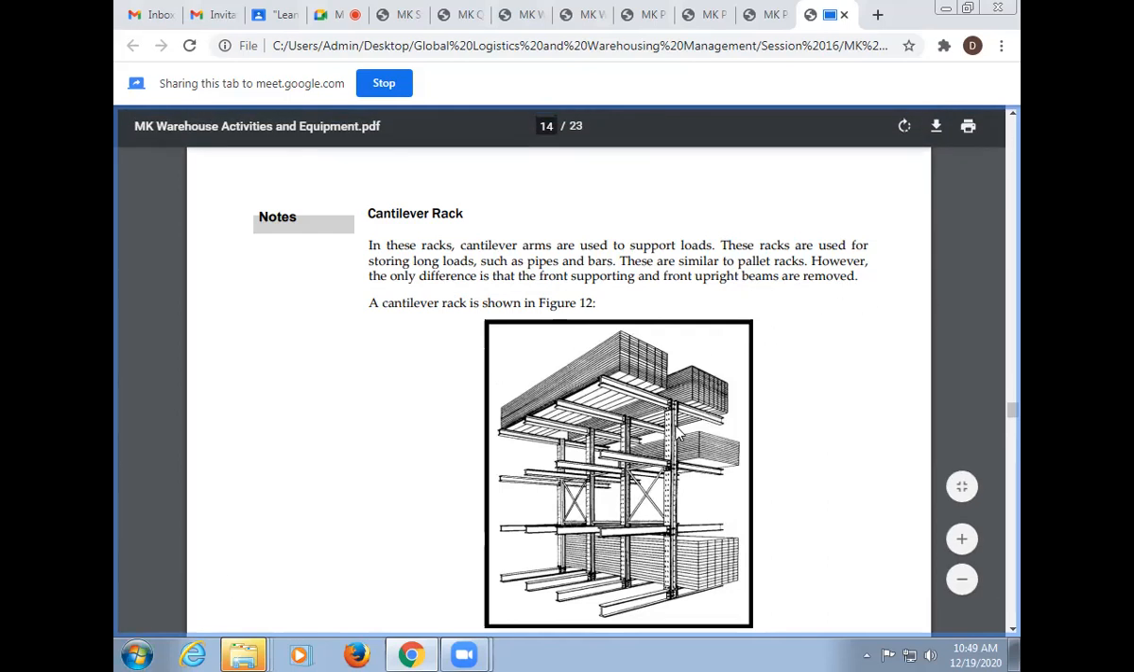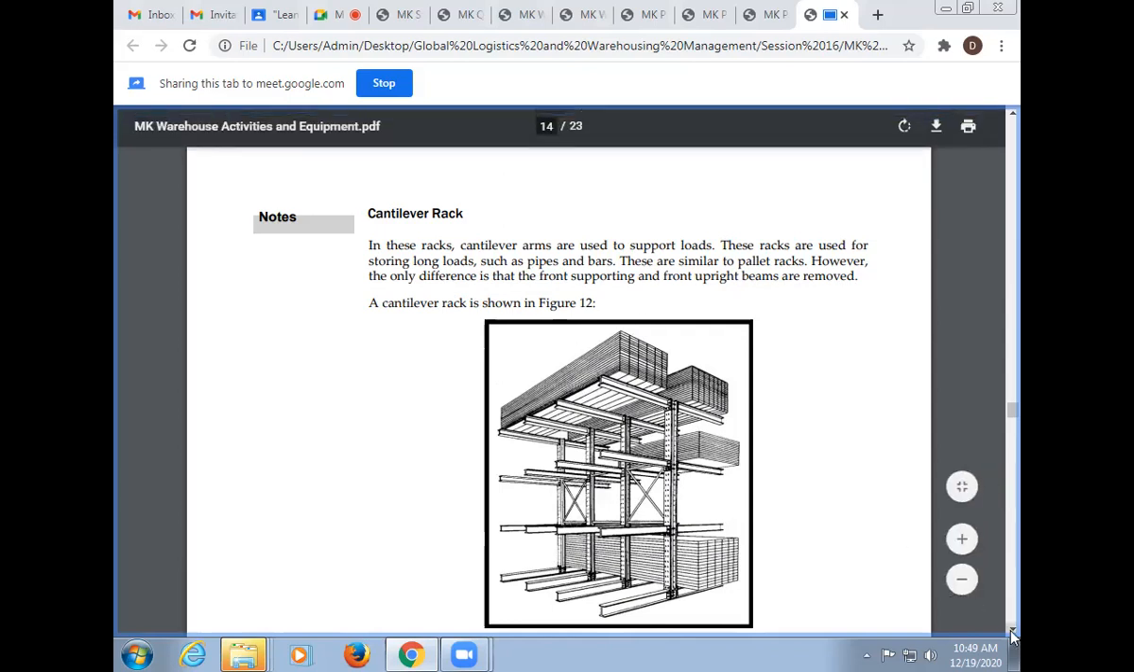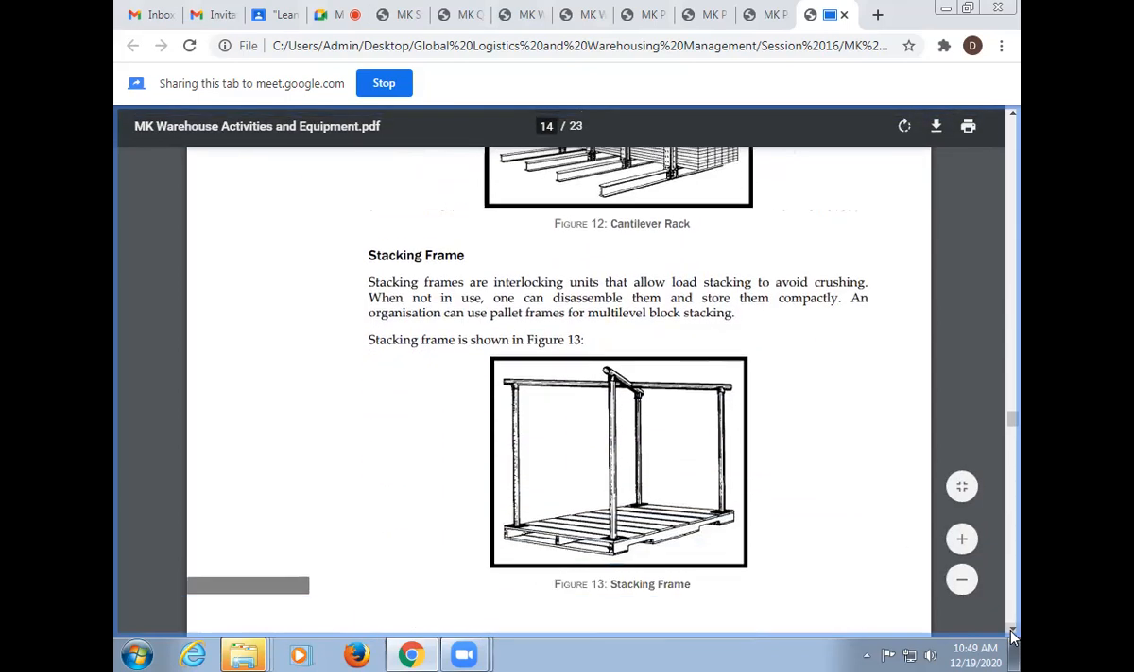This is an excellent figure of the cantilever racks. Here the beam is there, and both side cantilevers are there, and the goods are put on top of them. These are the cantilevers. An excellent example of the cantilever racks.